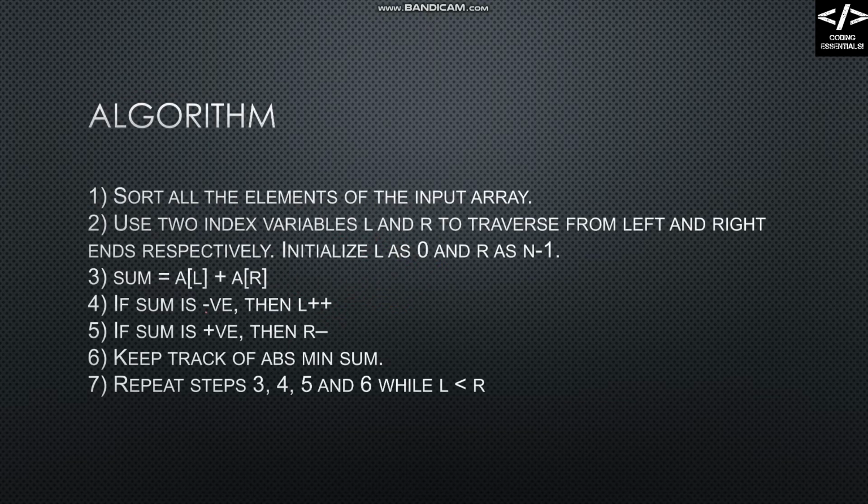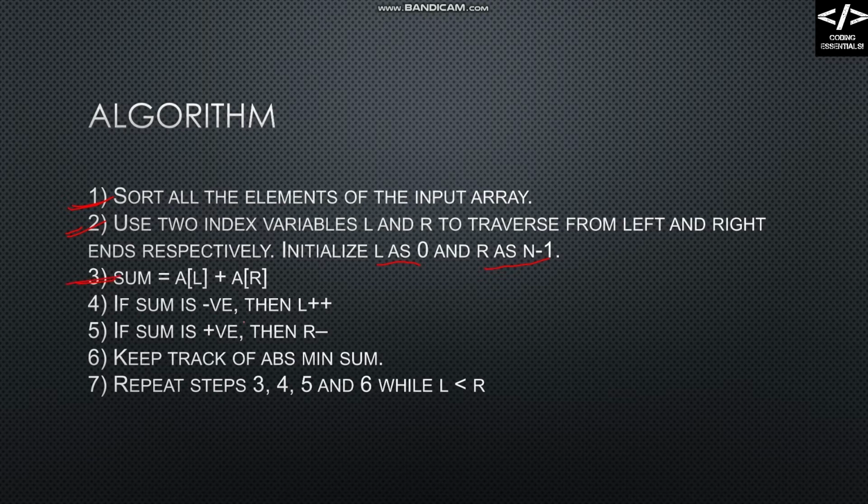So moving on to the algorithm of the sorting method. First, sort all the elements of the input array. Use two index variables L and R to traverse from the left and right ends respectively. Initialize L as 0 and R as n minus 1. Why we do that, I will tell you. And why we increment and decrement L and R respectively, I will also tell you in the next slide. So second step done, we will initialize L and R. Then we will add A of L and A of R to sum.